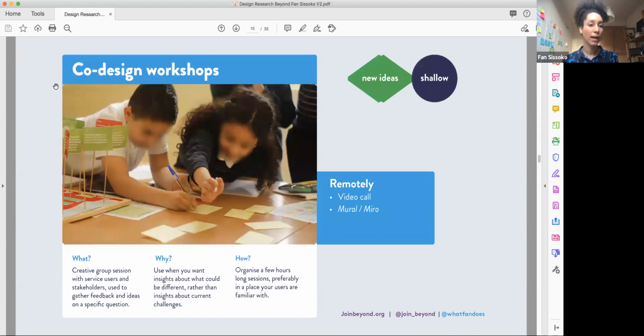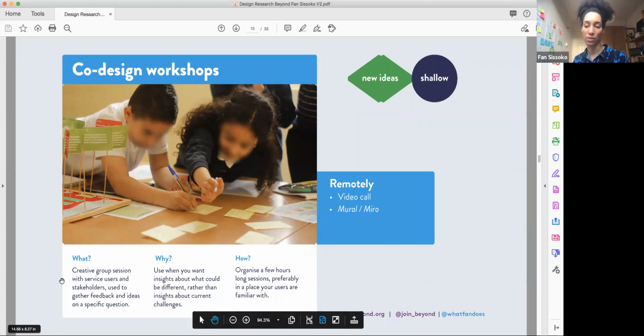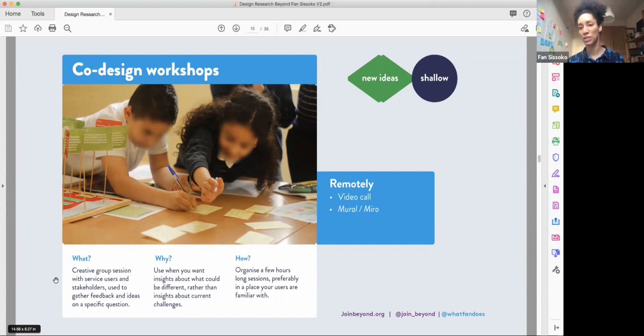And as you're moving in your process, as you're moving from research or problem towards solution, you might also want to look at co-design workshops. So typically that looks like a creative group session where you get service users and different stakeholders to maybe gather feedback on a specific idea that you have, or to generate an idea themselves.